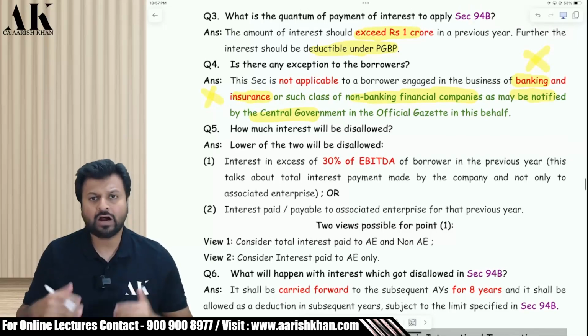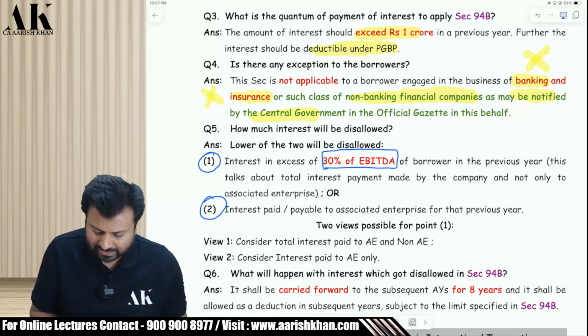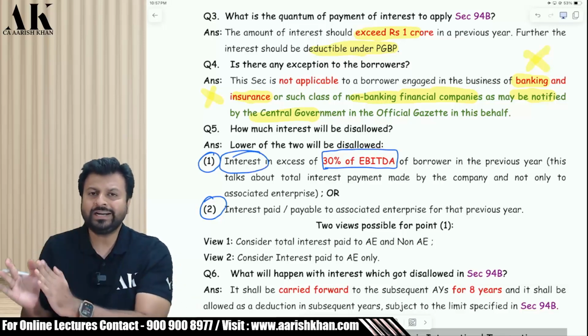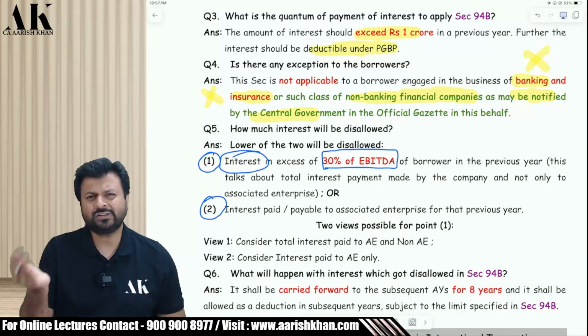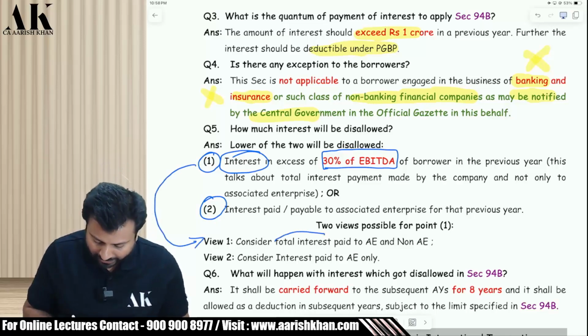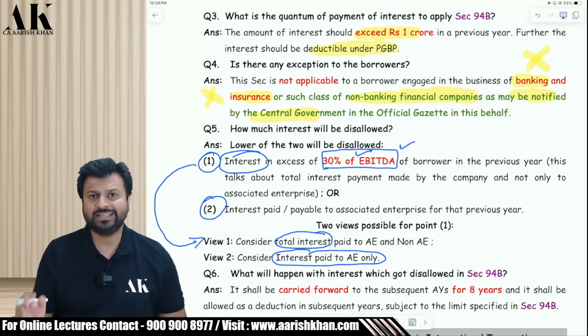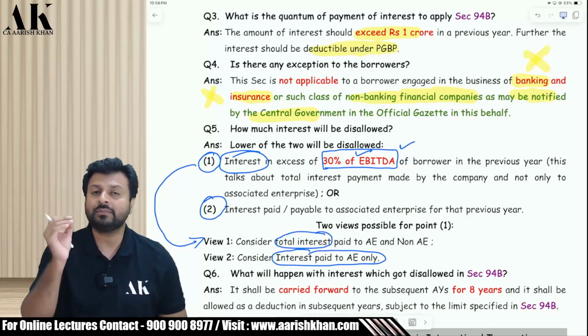Now the next one is how much interest will be disallowed. The interest will be disallowed to the extent of the lower of 2 points. First, you have to compute 30% of EBITDA and then compare with your interest. Then total interest minus 30% of EBITDA, or interest paid to associate enterprise minus 30% of EBITDA. Both views can be taken. In point number 1, there are 2 views which are possible. One is you compare total interest with 30% of EBITDA. Another, you compare interest paid to AE with 30% of EBITDA. Both of them are correct. Obviously, the answer will differ drastically in both cases, but both of them are correct.